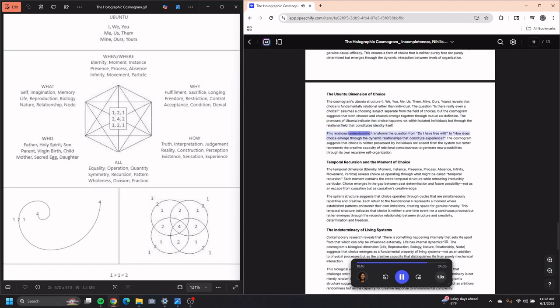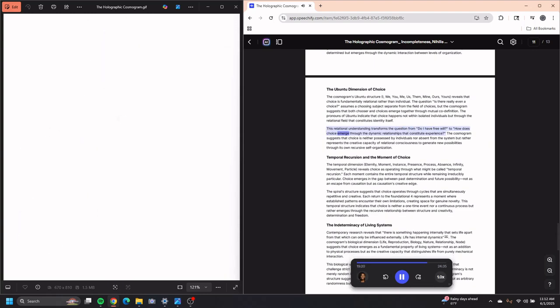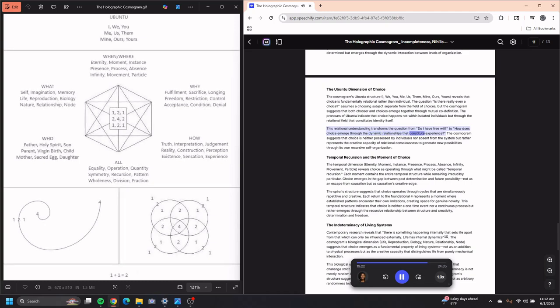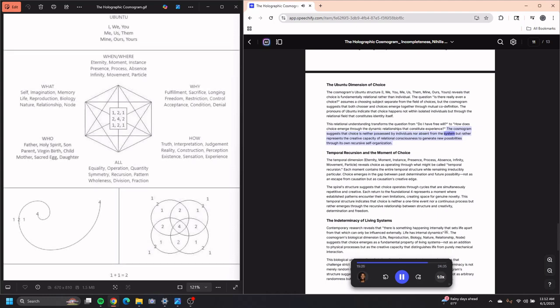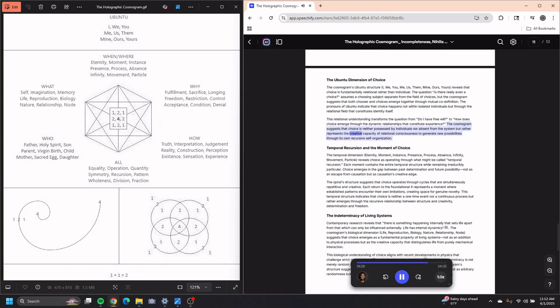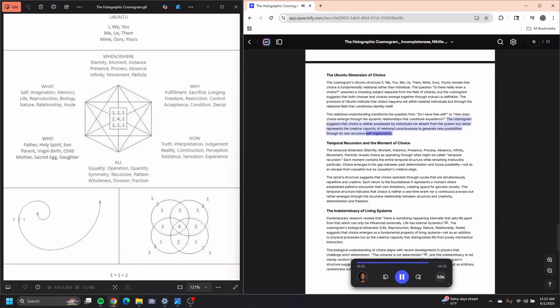This relational understanding transforms the question from "do I have free will?" to "how does choice emerge through the dynamic relationships that constitute experience?" The Cosmogram suggests that choice is neither possessed by individuals nor absent from the system, but rather represents the creative capacity of relational consciousness to generate new possibilities through its own recursive self-organization.